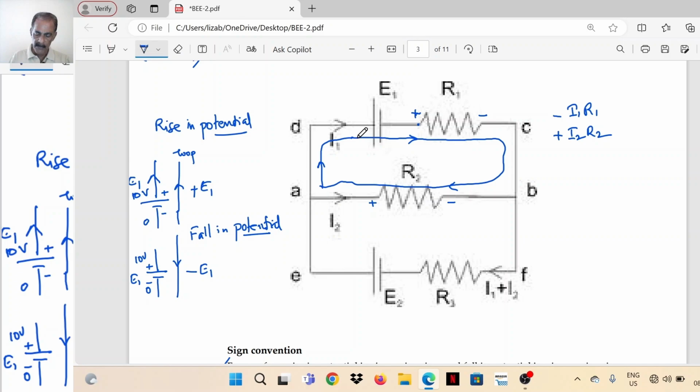So in this case, what is the polarity of the EMF source? What is the sign to be given to the EMF source? That is E1, it is from positive to negative. So it's a fall in potential, it is minus E1. So the equation for this loop ADCBA is minus E1 minus I1R1 plus I2R2 is equal to 0. That is the first equation.